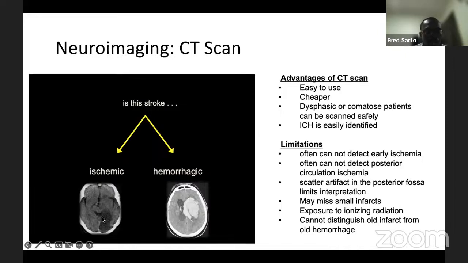So ischemic stroke is dark. Let's say together, ischemic stroke is dark on CT scan. Hemorrhagic stroke is white on CT scan. Because that affects everything you do for the patient. If it's ischemic stroke, there's a line of treatment you follow. If it's hemorrhagic stroke, there's a line of treatment you follow. So please, let's make sure that we don't miss it at any point.